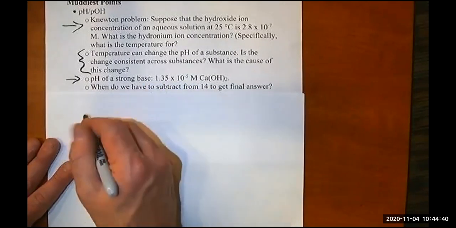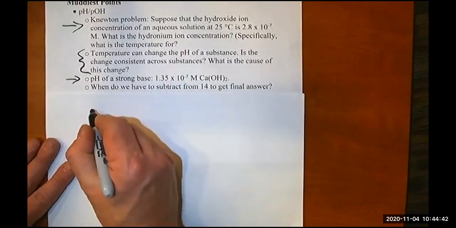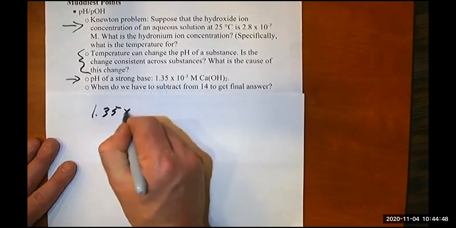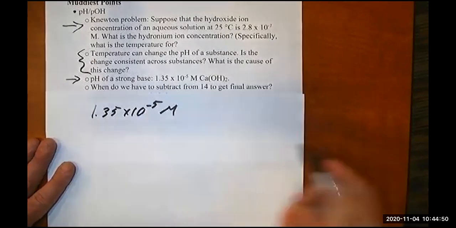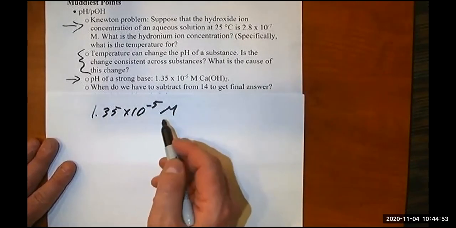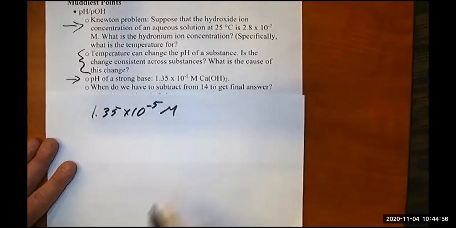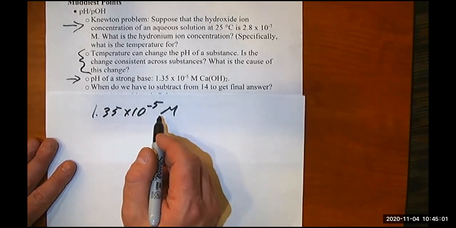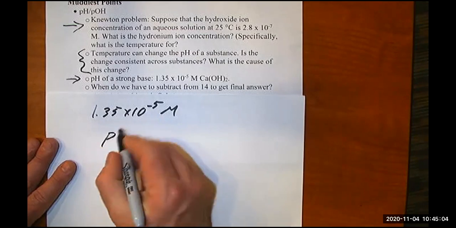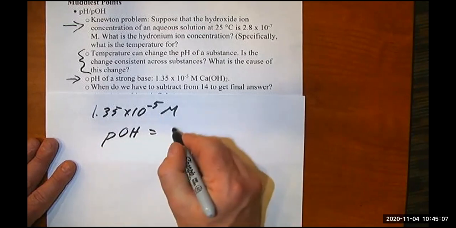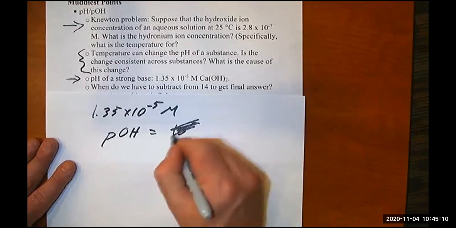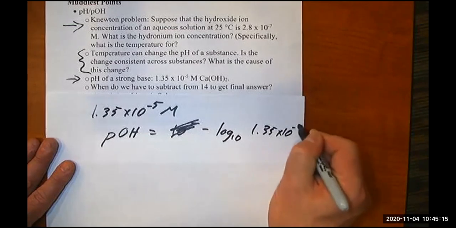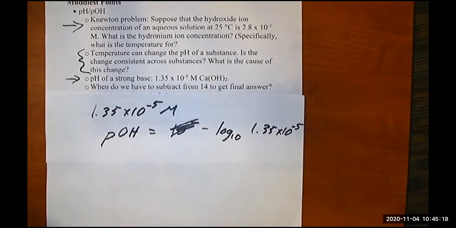If we look at this and say that the concentration of our base is 1.35 times 10 to the minus 5 molar, well, it's a strong base, so it fully dissociates to make OHs, and so it might be tempting to say that this is going to be our concentration of hydroxide, and so we then find our pOH as the negative log base 10 of 1.35 times 10 to the minus 5.